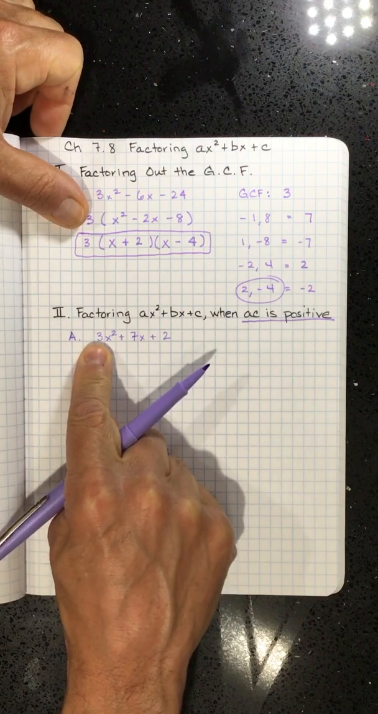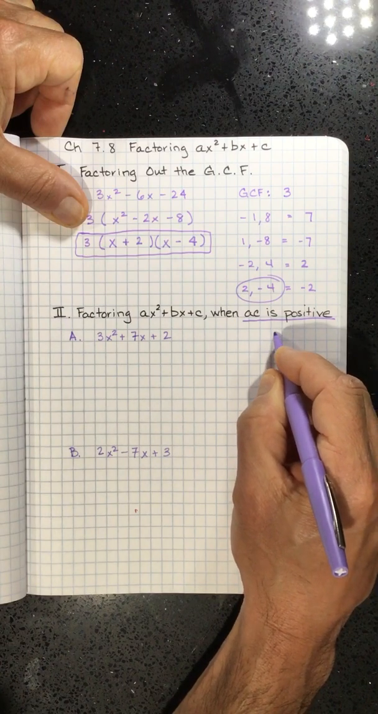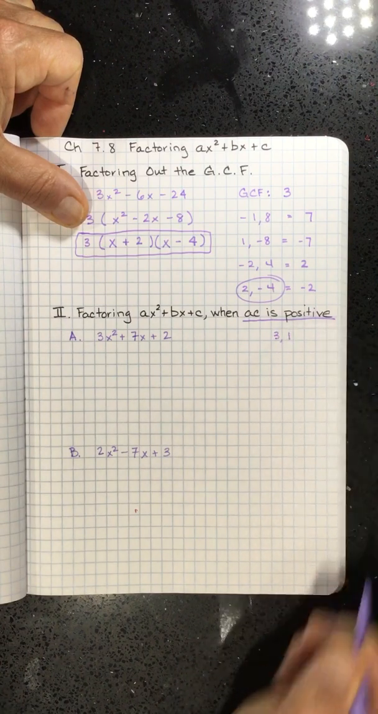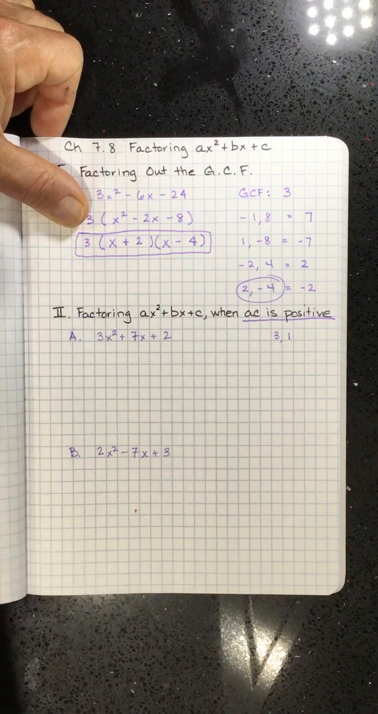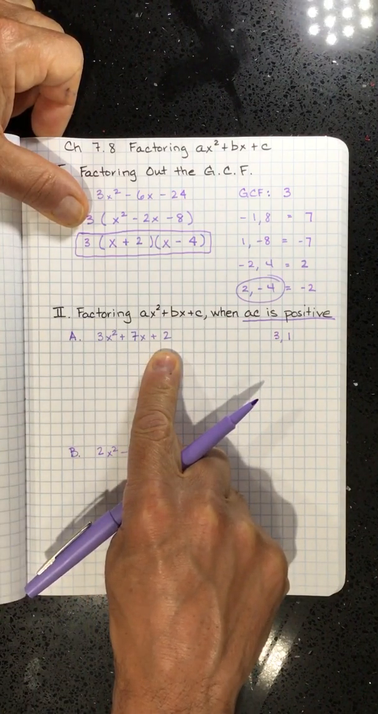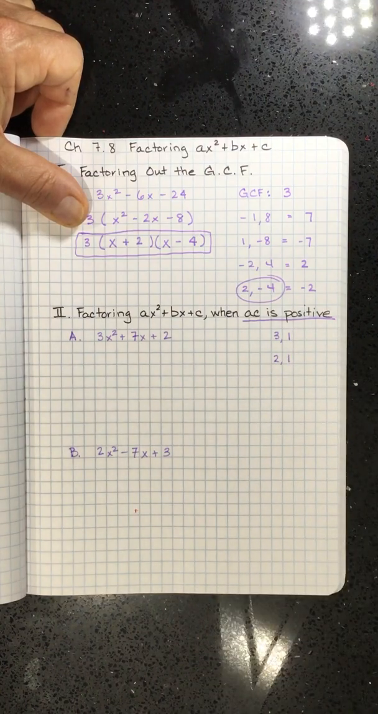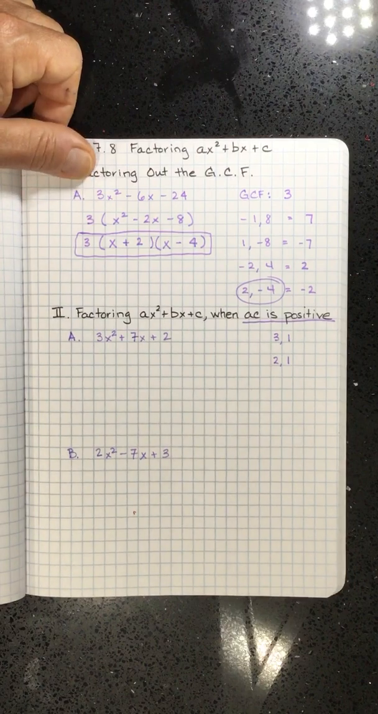What we're going to look for are the factors of 3. So that's going to be 3 and 1. Then we look at C, and the factors for C are 2 and 1. The nice thing is A and C are both prime, so that makes it a little bit easier for us.